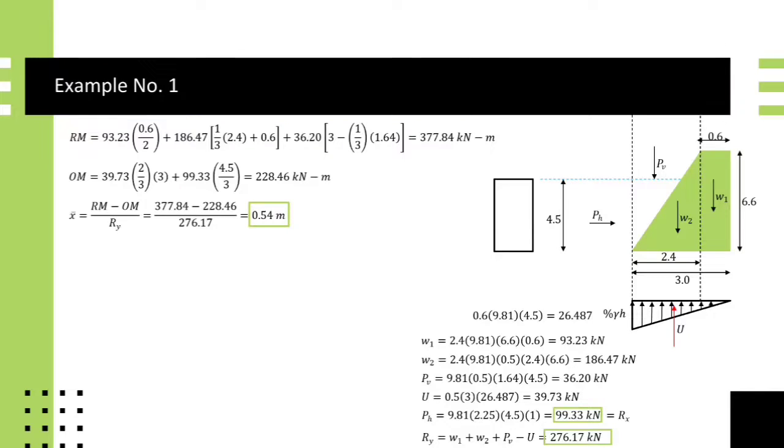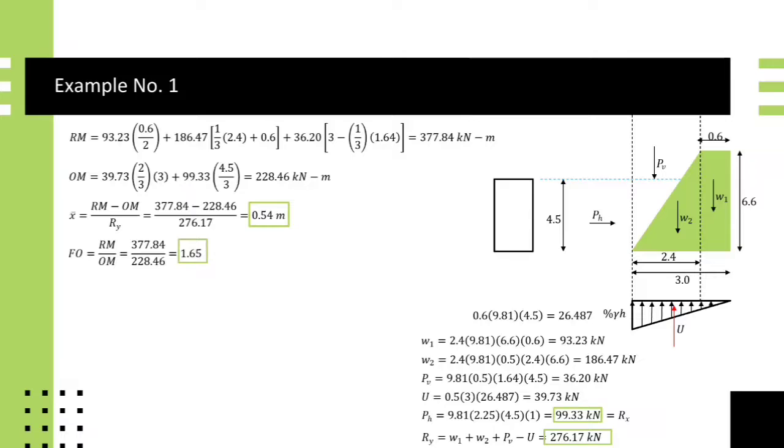Next is FO, factor of safety against overturning. So, ang ating factor of safety against overturning is equal to RM over OM lang. So, nasolve nyo na yan. I-divide nyo lang. 1.65. Sagot.